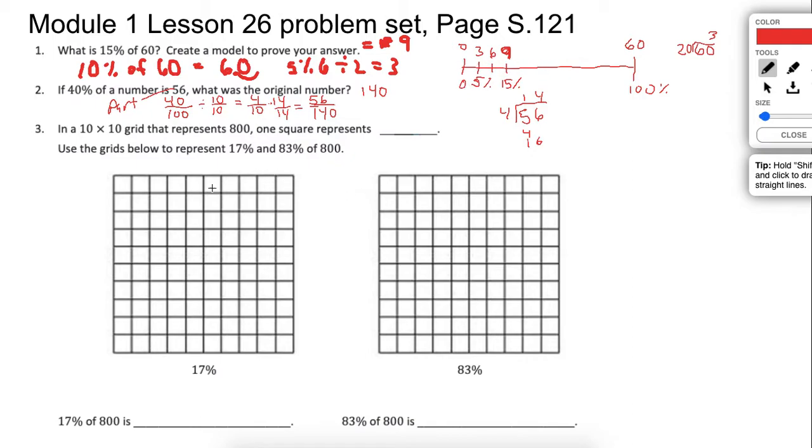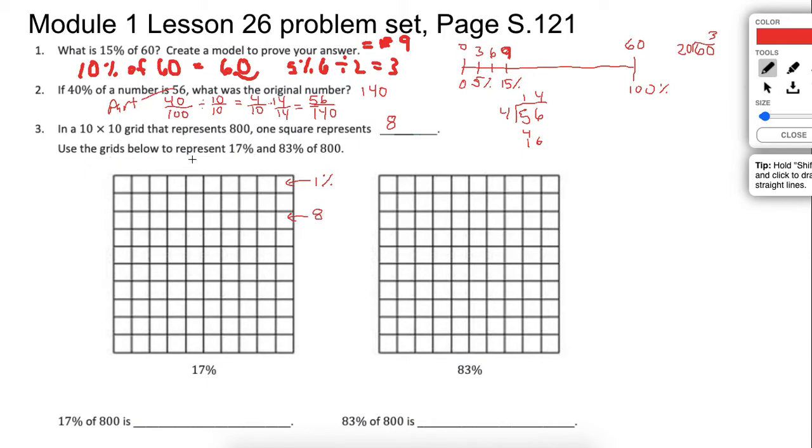So let's look at this last one. Another model you could use for either one of these would be a 100 grid. We didn't use it that much, but you could also use 100 grids. In a 100 grid, each square represents 1%, because we have 100 squares, so it's 1 out of 100. But they're saying right here in the 100 grid, the total represents 800. So if we take 800 and divide it by 100, each square would be 8. So the quantity in each square would represent 8.